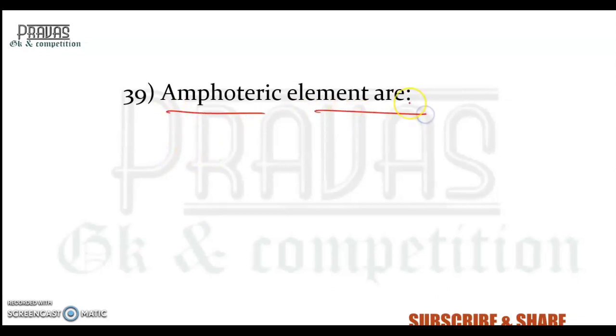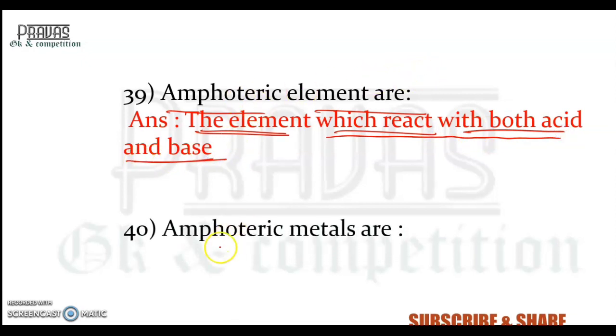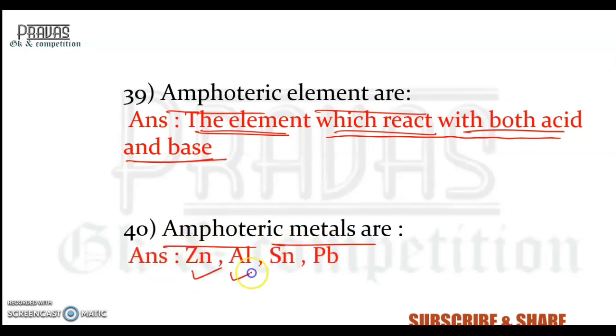Amphoteric elements are the elements which react with both acid and base. The elements which react with both acid and base are called amphoteric elements. Amphoteric metals are zinc, aluminium, tin and lead. These are amphoteric metals.